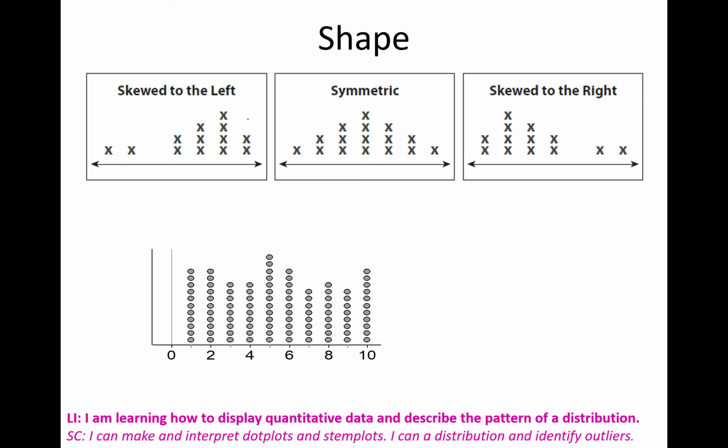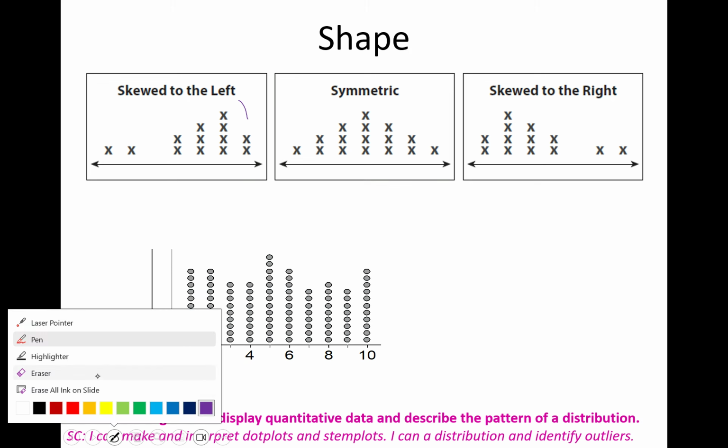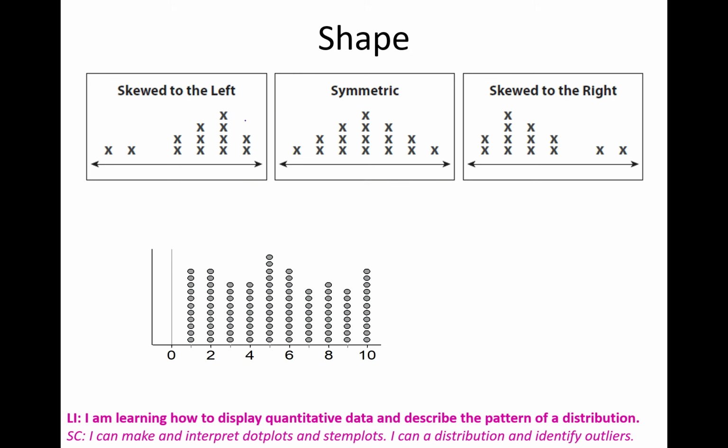So if I trace over the top of this to give you a picture like this, it's the pattern of the data. We have a tail on the left-hand side. So there you go, the dot plot has a tail on the left.